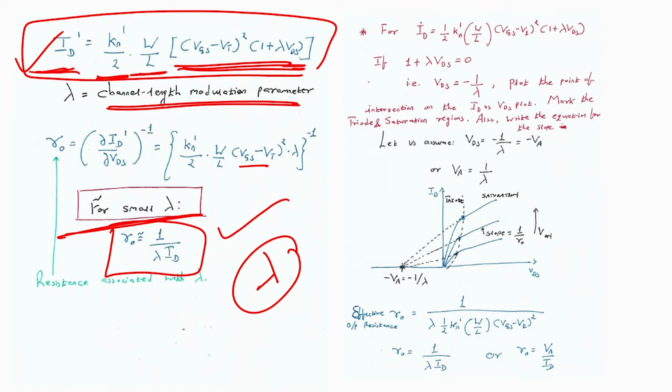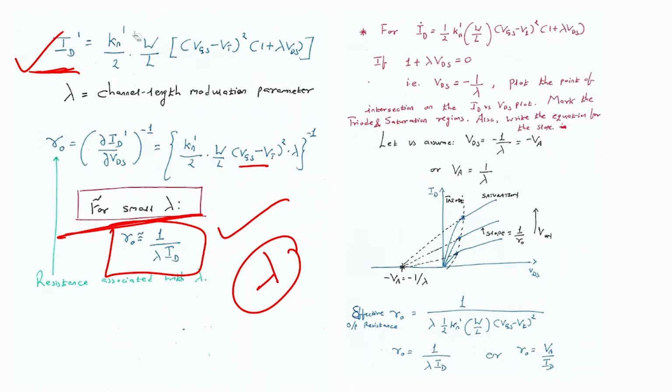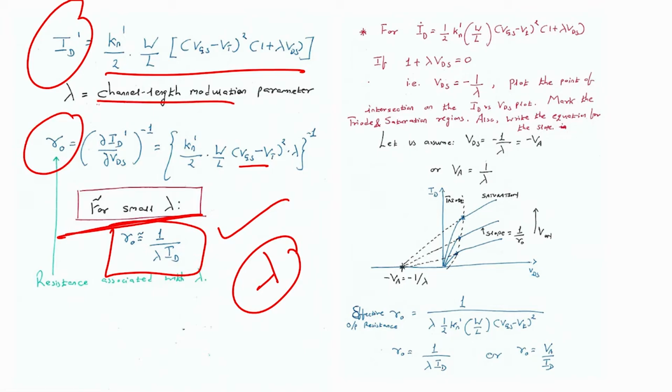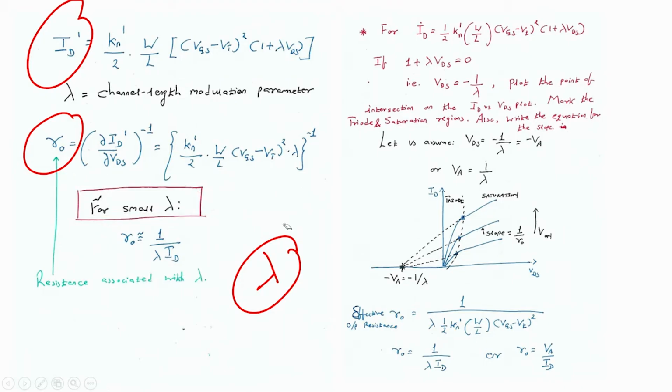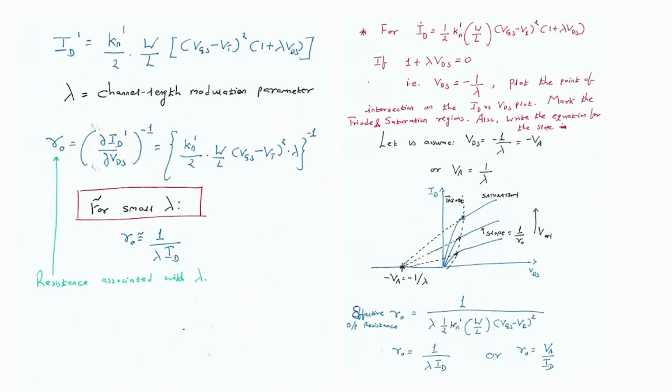You can see that because of the channel length modulation parameter we have the new value of ID dash, which is this, and the RO, the resistance associated with lambda, is given by this equation, where for small lambda we can write RO equals 1 by lambda ID. If I am given a problem, that is more important. Can we solve a problem if we know this?